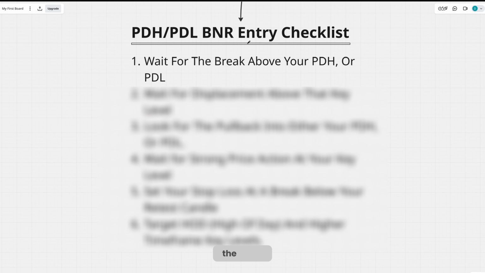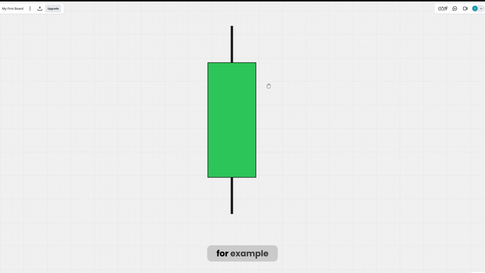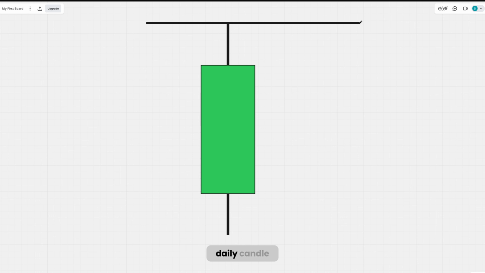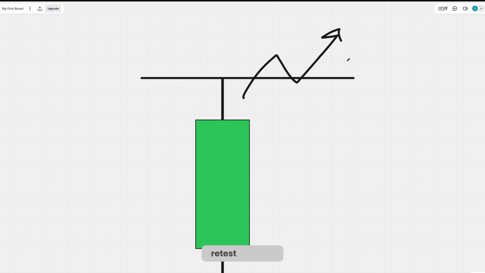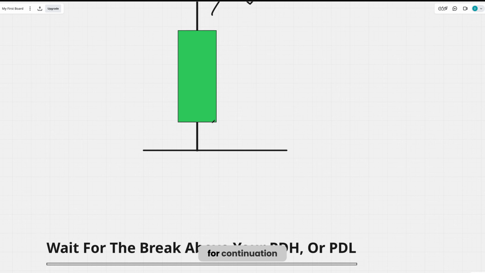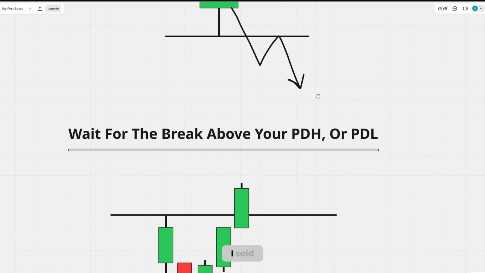So now we're going to go over the exact previous day high BNR break and retest entry checklist. The first step of this checklist is waiting for the break above your previous day high or your previous day low. It does not matter which level, you just need to look for the break. For example, we have up here, this could be a daily candle. You're going to mark out the highest point that the stock you're trading reached during that day, as well as the lowest point it reached during that day. And now all you're doing is looking for a break above either one of these levels and your retest for continuation, either towards the upside or, like I said, towards the downside.